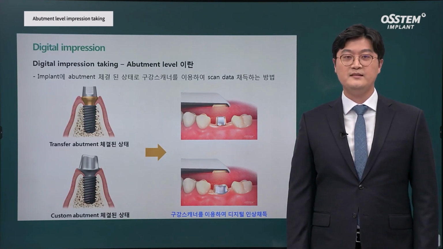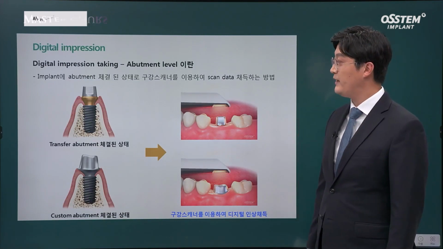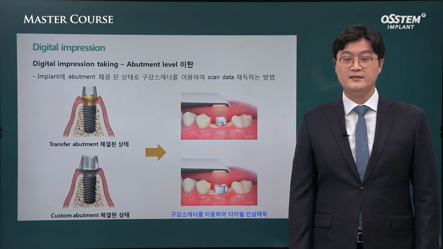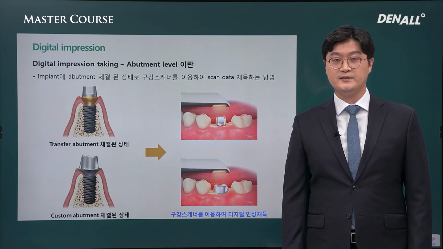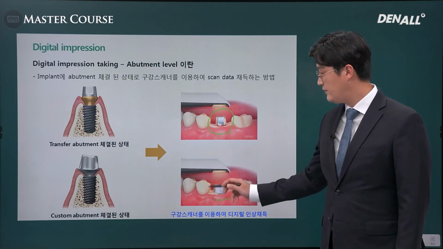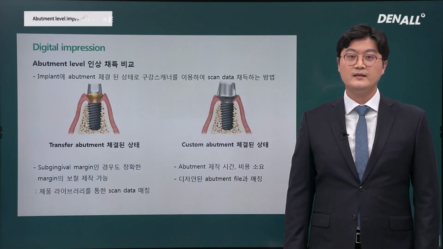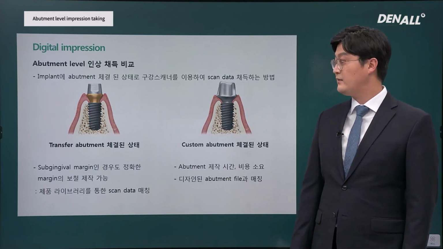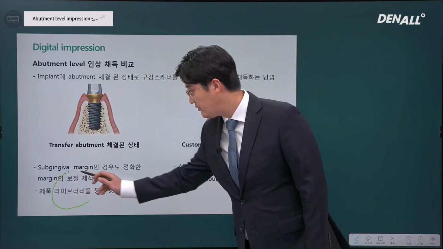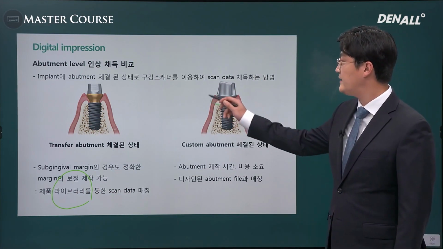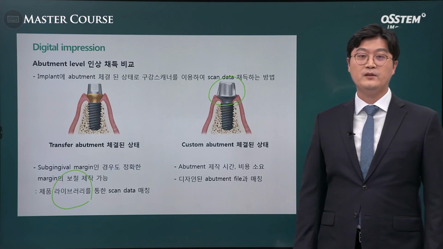Today, digital impression taking is used by more and more dental offices. Abutment level digital impression taking is based on scan data acquired through an intraoral scanner, such as Ostem Trios 4, after the abutment is connected to an implant. The final prosthesis is fabricated based on the scanned abutment data. Prosthesis can be fabricated by matching the scanned data with the stock abutment product library made by Osstem. The same goes for custom abutments.